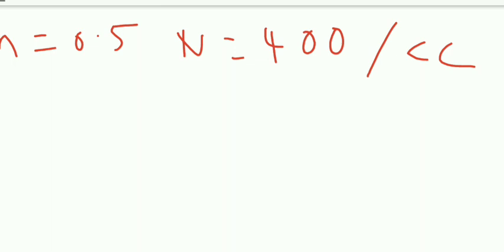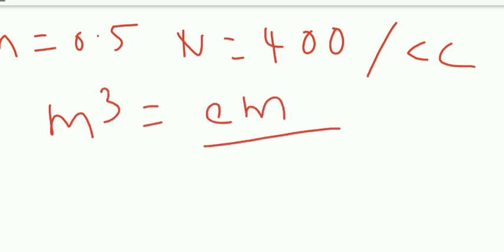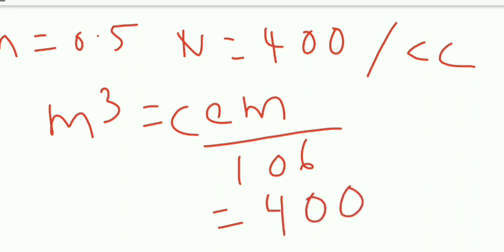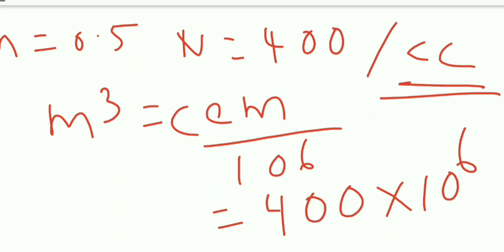So everything should be in cubic meter. So we know that 1 cubic centimeter is equal to 10 power 6 cubic meter. So 400, it is per cubic centimeter, I convert into per cubic meter. So this is what we have to do.